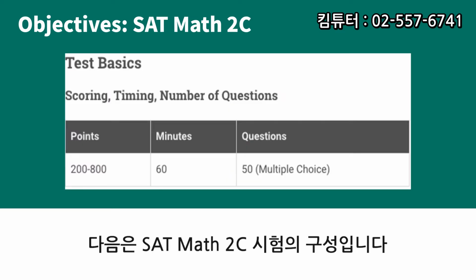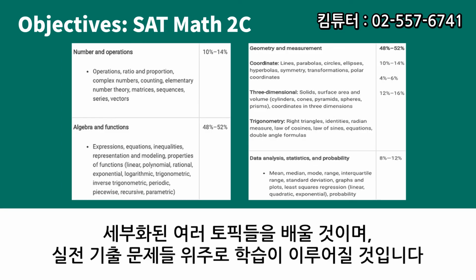Next, these are the objectives of SAT Math 2C. In terms of test basics, 60 minutes will be given to answer 50 questions. The objectives of SAT Math 2C are quite similar. You will learn number and operations, algebra and functions, geometry and measurement, coordinates, three-dimensionals, solid surface area and volume, trigonometry, data analysis, statistics, and probability.